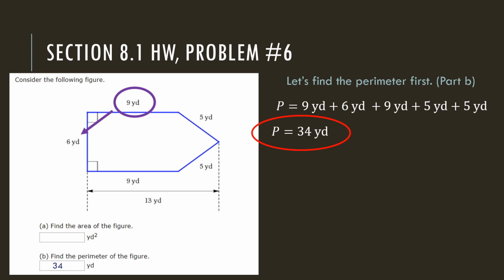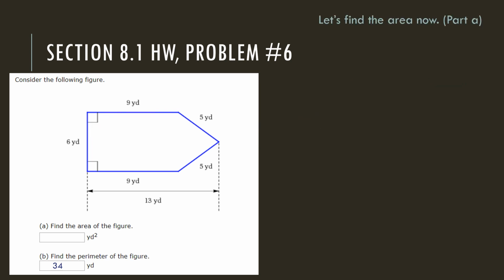Now I'm going to move on to a blank page so that I can find part A because that's going to take up most of the page. Let's find the area now. A hybrid shape is made up of two shapes, or this particular hybrid shape is made up of these two shapes, a triangle and a rectangle. You can see the rectangle is on the left, the triangle is on the right.